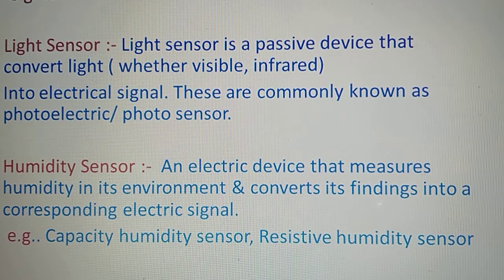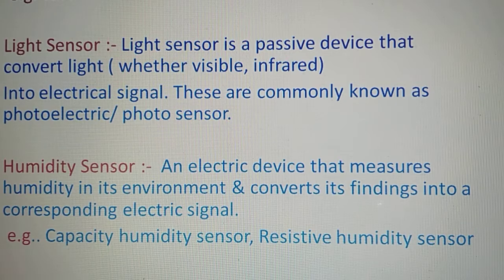Now the next kind of gauge is a speed sensor, and this speed sensor is the sensor used to detect the speed of an object, usually a transport vehicle. An example of a speed sensor is a tachometer. Generally these tachometers you can see in vehicles.